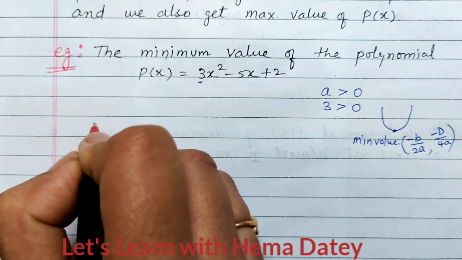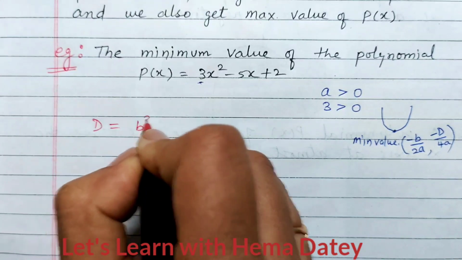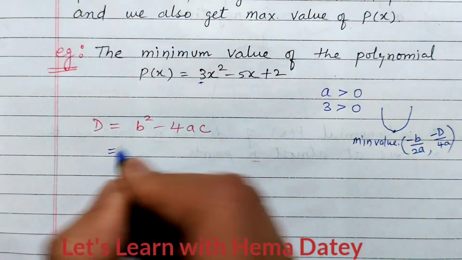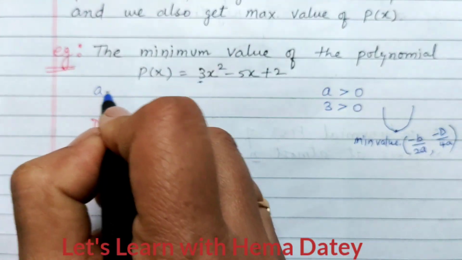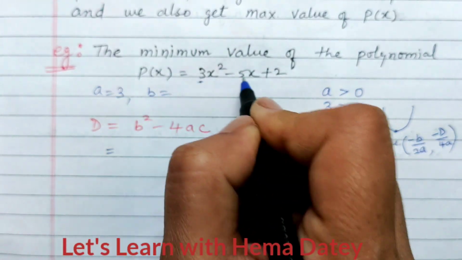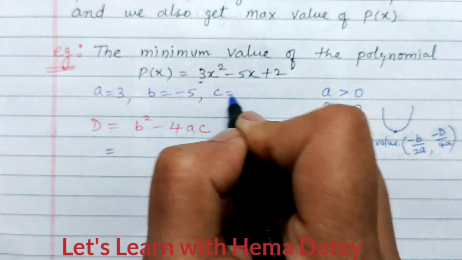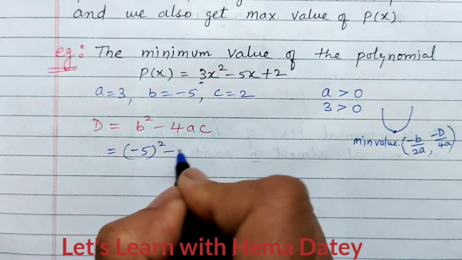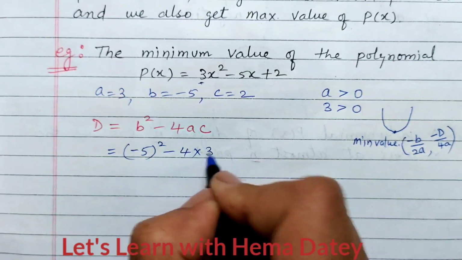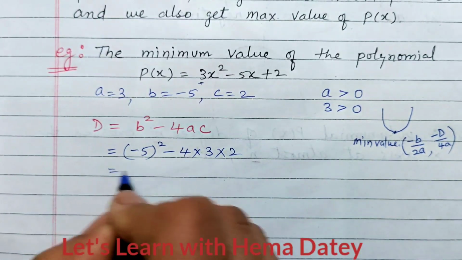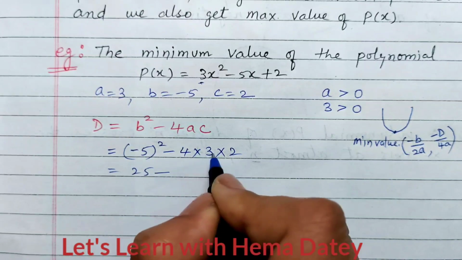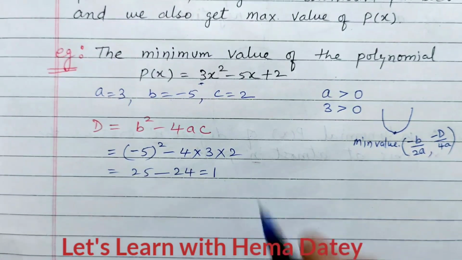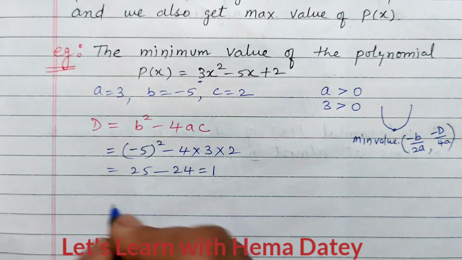First of all, we'll find the value of D. D equals b square minus 4ac. In our polynomial, in place of a, we have 3. In place of b, we have minus 5. And in place of c, we have 2. To get the value of D, we will put the values of a, b, c in b square minus 4ac and we'll get 25 minus 24, which is equal to 1.